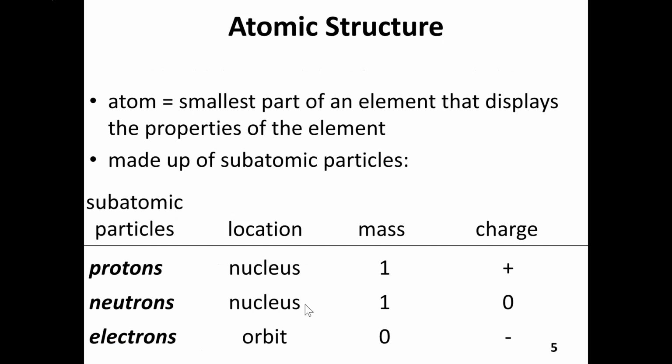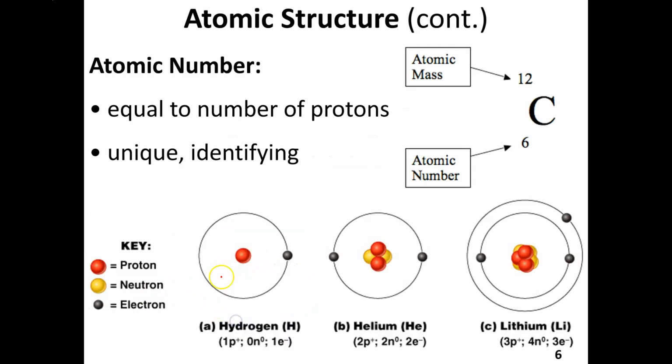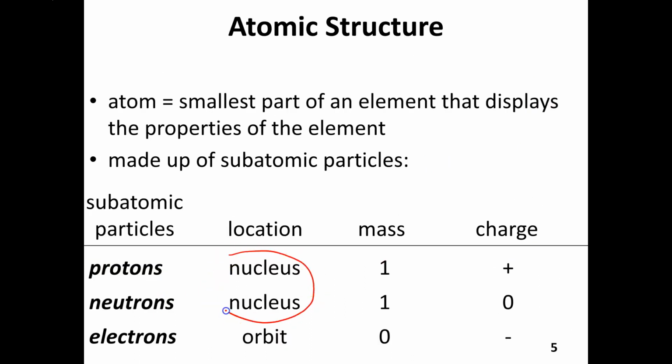Atoms then are the smallest part of an element that display the elemental properties. And atoms are composed of three subatomic particles: protons, neutrons, and electrons. Protons and neutrons are found in the nucleus of an atom. The term nucleus here means middle, okay? So they're found within the atom, and they contribute to the weight or mass of the atom.